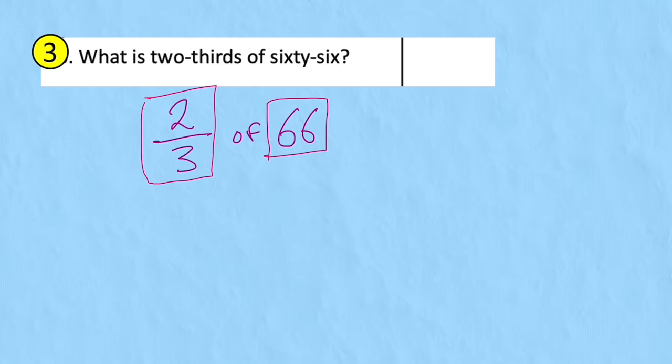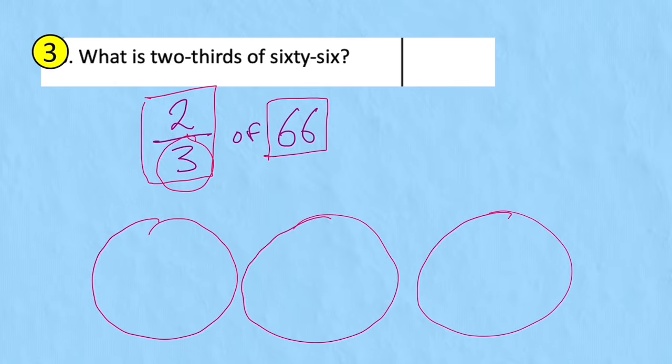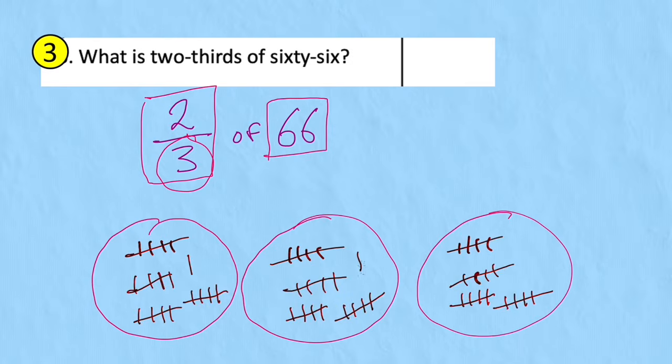And because we're working out thirds, what I could do is I could draw 3 sharing circles, 2, 3, and then share out my 66. 1, 2, 3, 4, 5, 6, 7, 8, 9, 10, 11, 12, 13, 14, 15. I'm going to save you some time. 61, 62, 63, 64, 65, 66. There we go. So each of these circles now has a third of the 66.